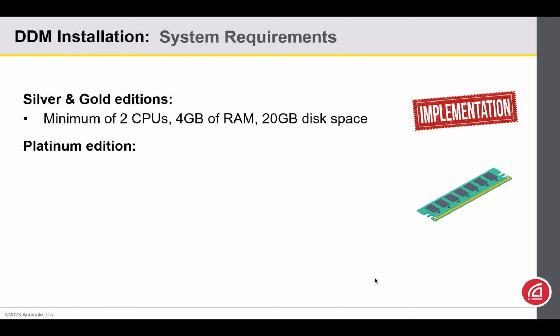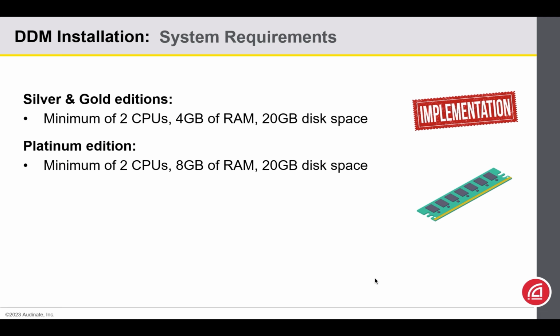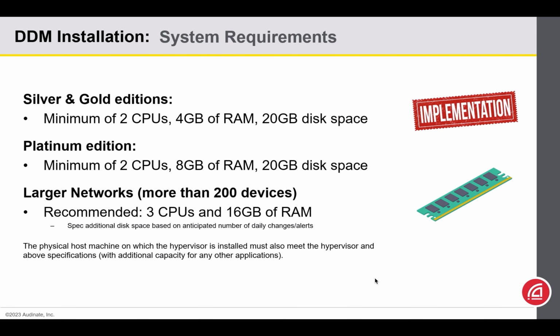DDM requires a minimum of 2 CPU cores. The RAM will need to be increased from 4 to 8 GB depending on whether you are using Platinum or the other editions. Larger networks beyond 200 devices will have increased CPU and RAM requirements, which are 3 CPUs and 16 GB of RAM. If in doubt about specific use cases, feel free to reach out to our solution sales team, who will be more than happy to help.